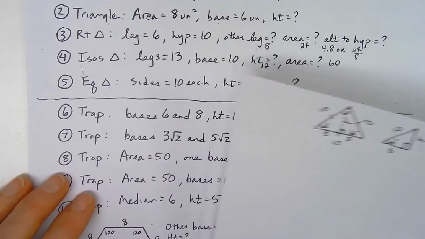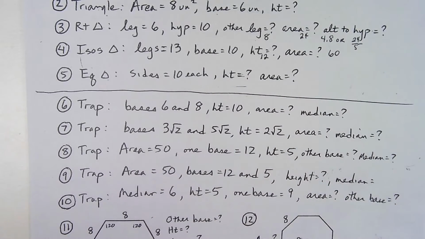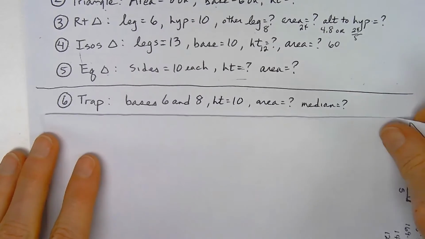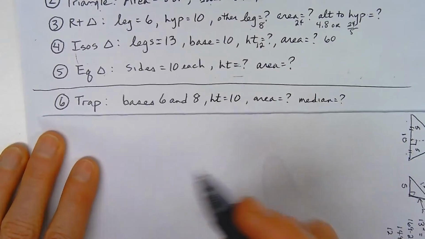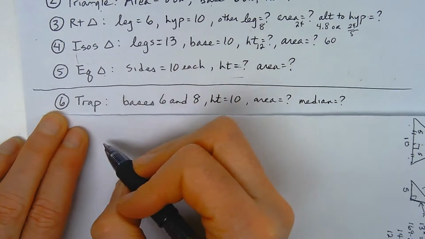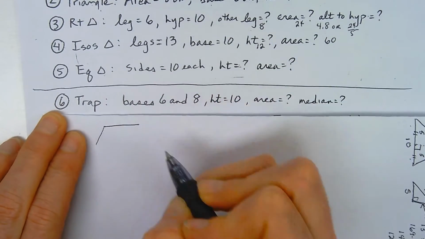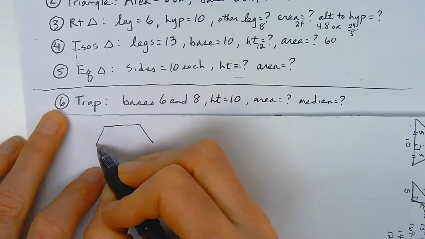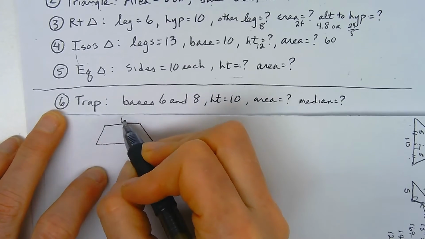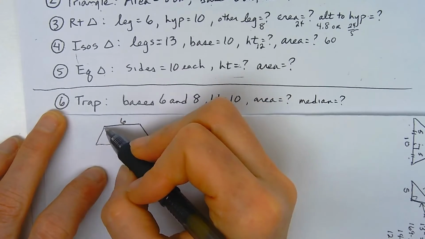So that was finding areas and missing pieces of triangles. Now we'll look at the trapezoid. For number 6, we're given a trapezoid with bases of 6, 8, and a height of 10.